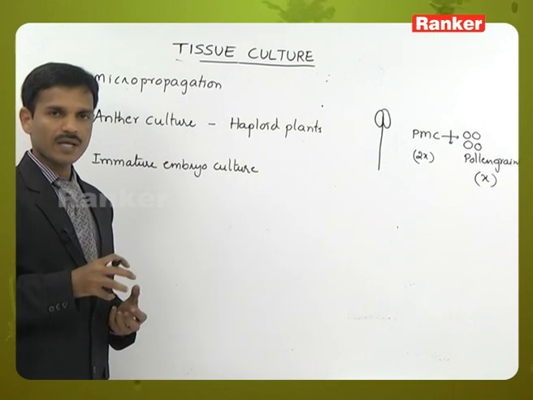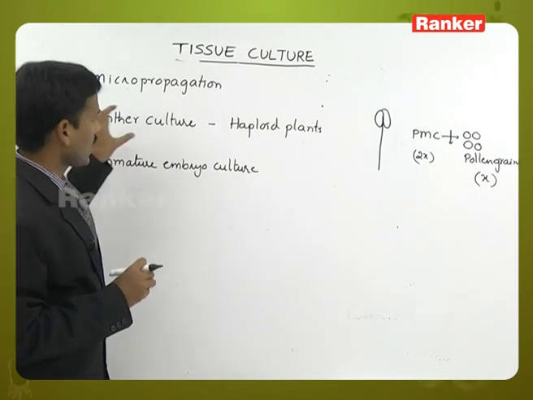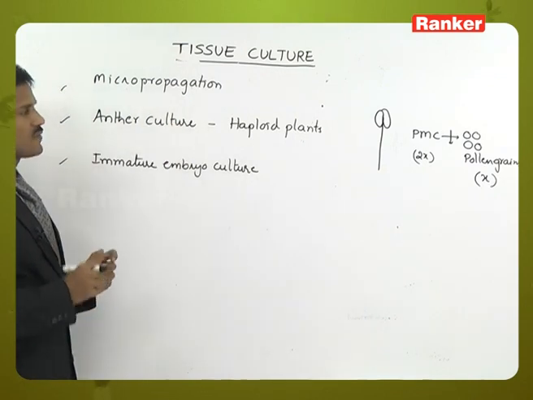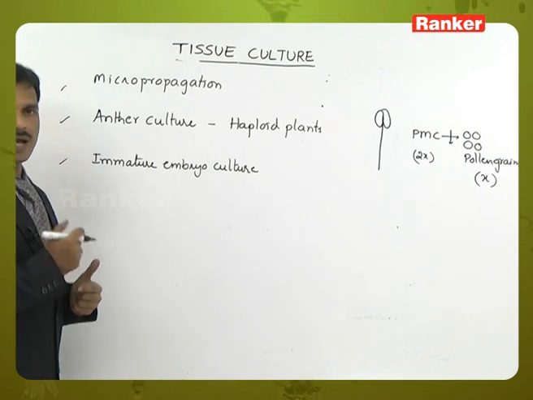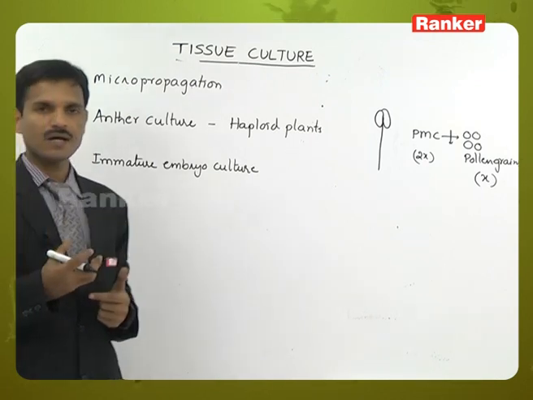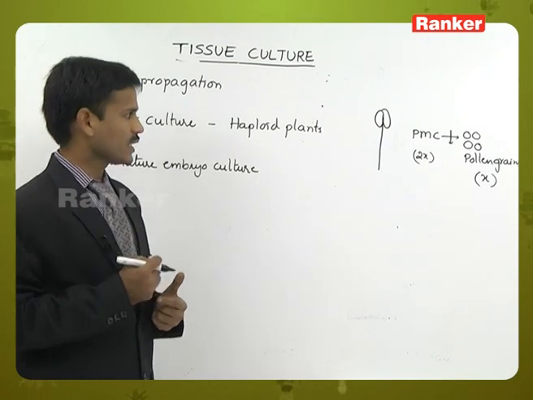So the haploid pollen grains develop into new plants. Haploid plants can be produced by anther culture. When the anther is cultured on the medium, the anther develops into a haploid plant. These haploid plants are used in hybridization or other breeding techniques.